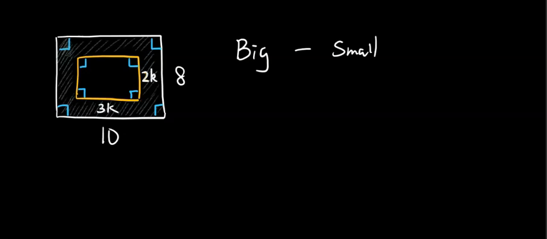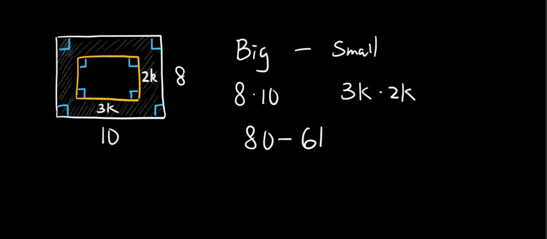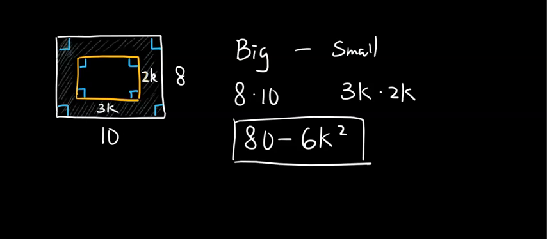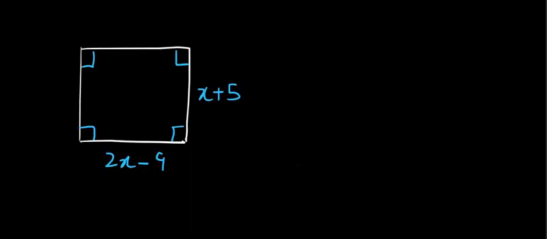the shaded area. Recall that the area of a rectangle is length times width, so the bigger one is 8 times 10. The small one is 3k times 2k or 2k times 3k. The order does not affect the final product. Therefore, we have 80 minus 6k squared. That's it. You got it. Now, let's look at the next question.